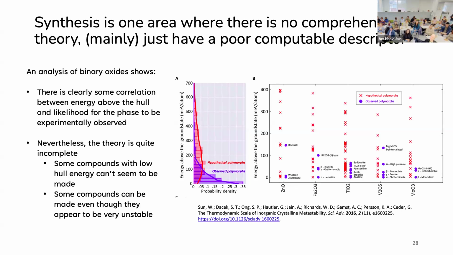But you still see the same thing. You still see tons of overlap, even when you adjust the calculations for finite temperature and vibrational effects. It doesn't solve this problem where you just shift the E above hull to 300K or 400K or target temperature. It doesn't seem to solve it. Yeah.